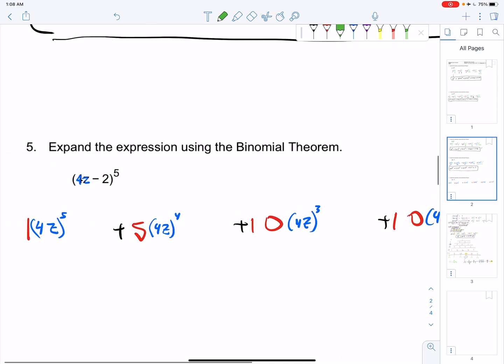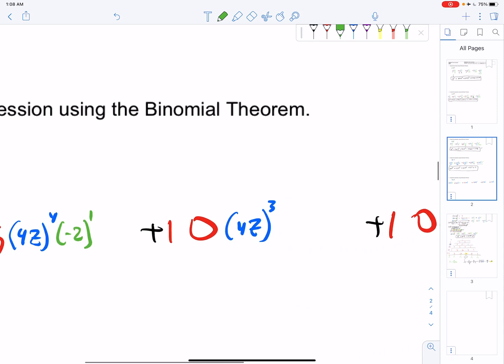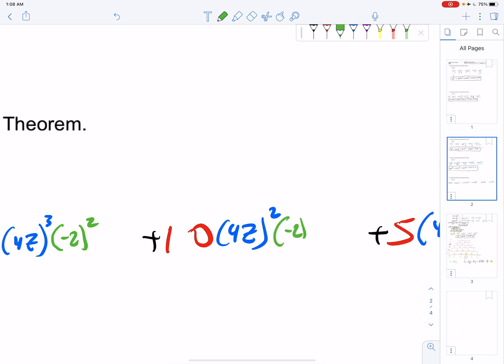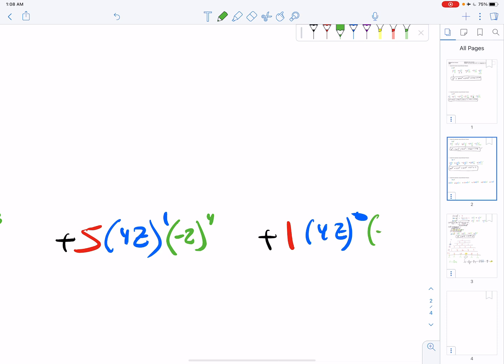Take a look at our next coefficient, which happens to be negative 2. Got to be careful. This is negative. I'm going to zoom in a little more. Negative 2 raised to the 0. Negative 2 raised to the 1st. Negative 2 raised to the 2nd. Negative 2 raised to the 3rd. And you know this negative changing powers is just going to alternate the negative sign. Negative 2 raised to the 4th. And finally, negative 2 raised to the 5th. And that guy right there is supposed to be raised to the 0 power.